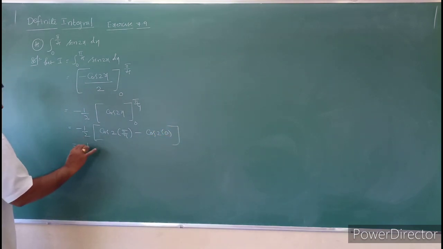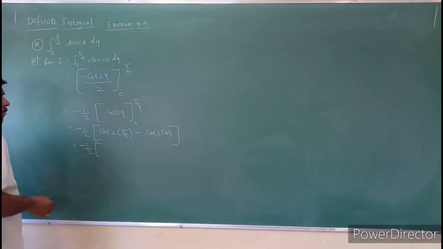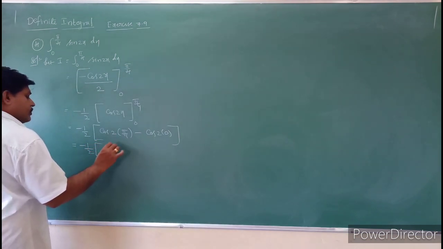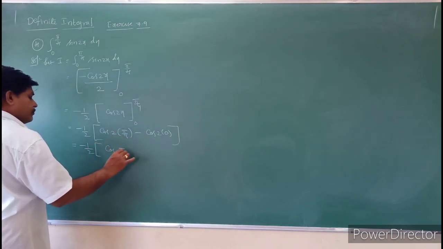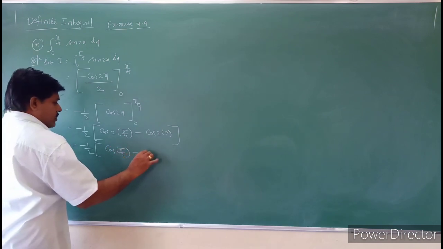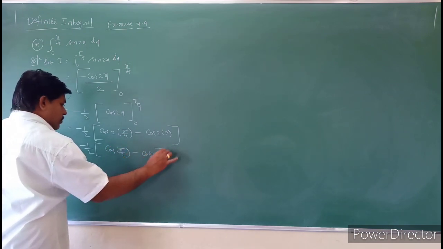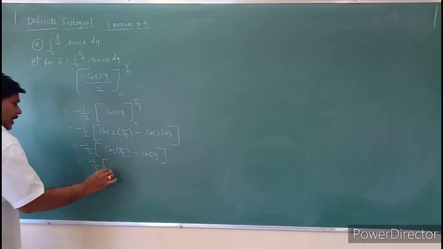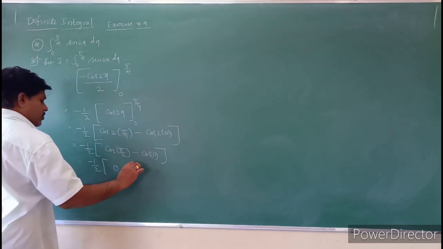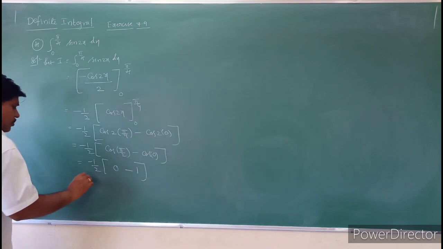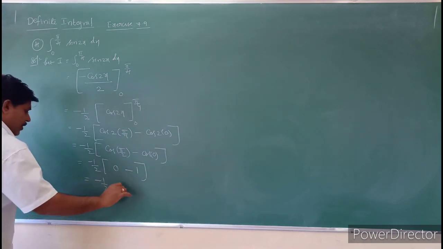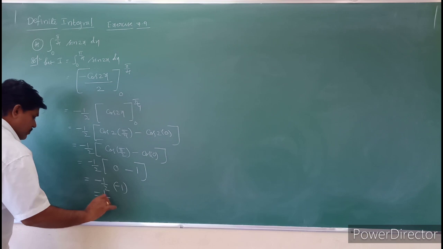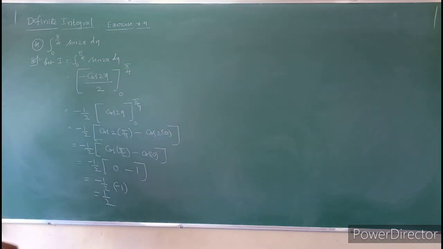So this is nothing but minus 1 by 2 into cos pi by 2 minus cos 0. So that is equal to minus 1 by 2 into cos 90 is 0 minus cos 0 is 1. So that is nothing but minus 1 by 2 into minus 1. This value is 1 by 2.